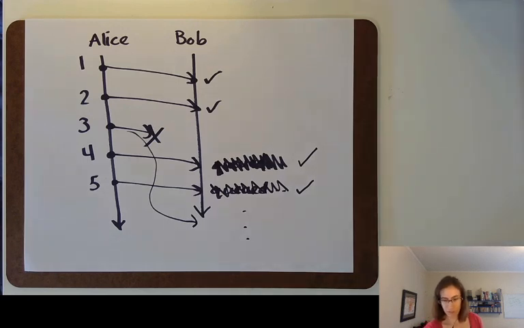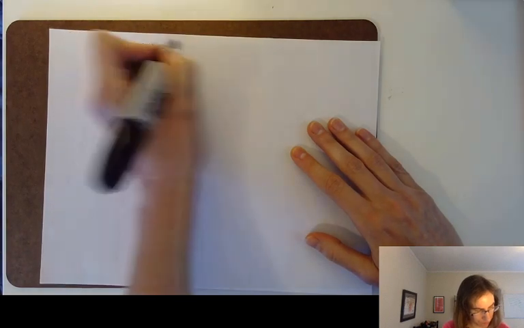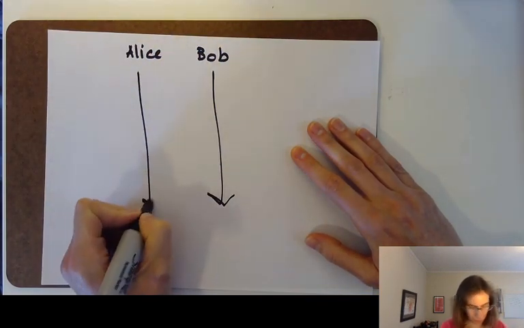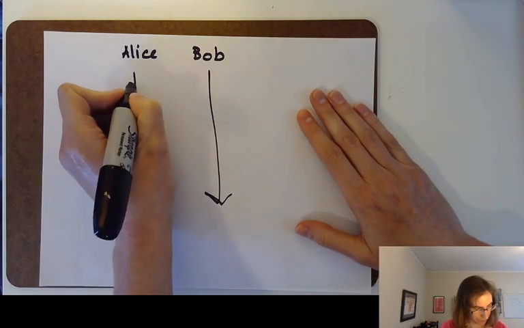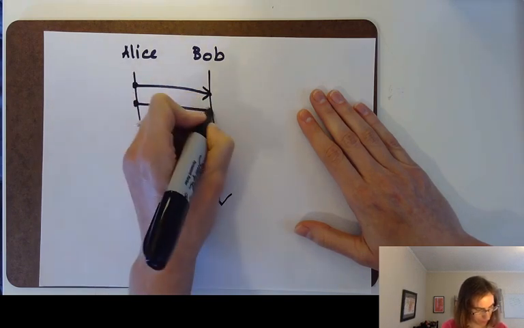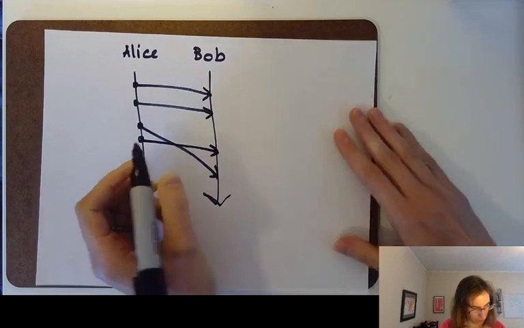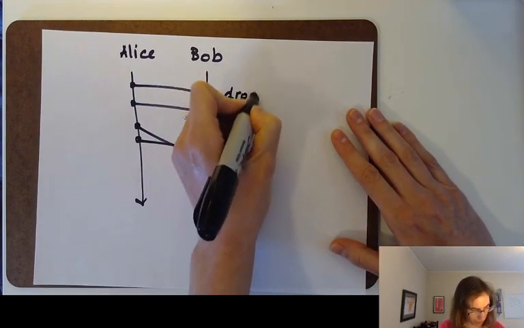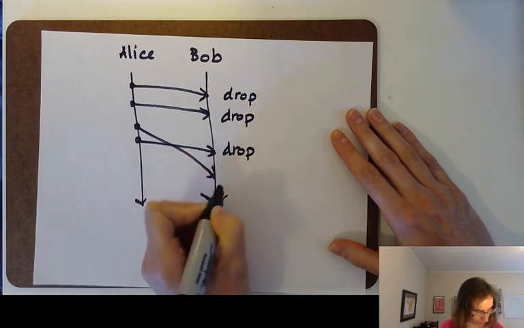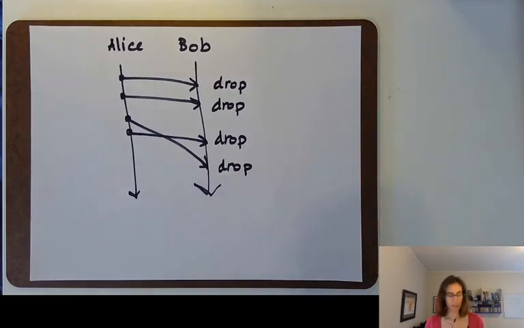Here's another point to make about FIFO delivery. What if Alice sends a bunch of messages, and maybe some of them cross over like this, but Bob doesn't actually deliver any of them? If Bob just drops them all? If that's what happens, is this a violation of FIFO delivery? Or in other words, am I guaranteeing FIFO delivery in this picture?